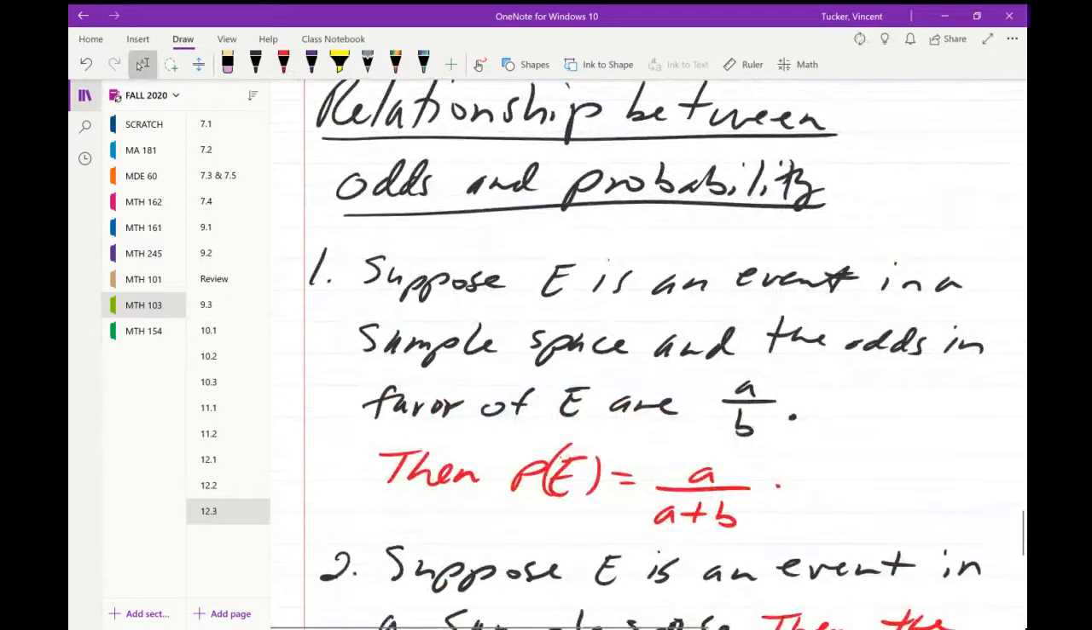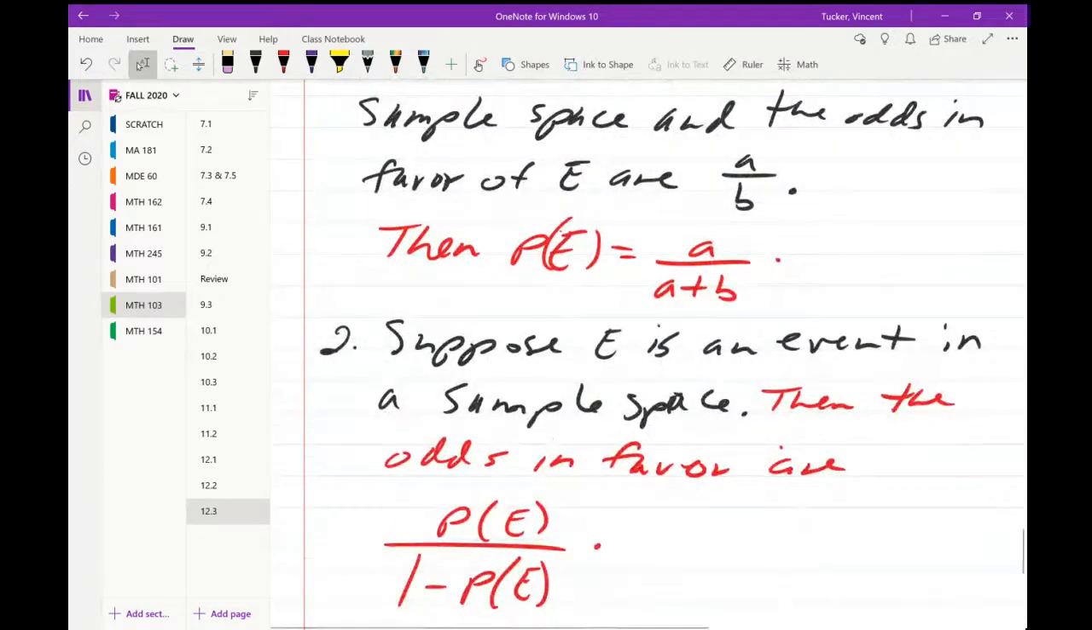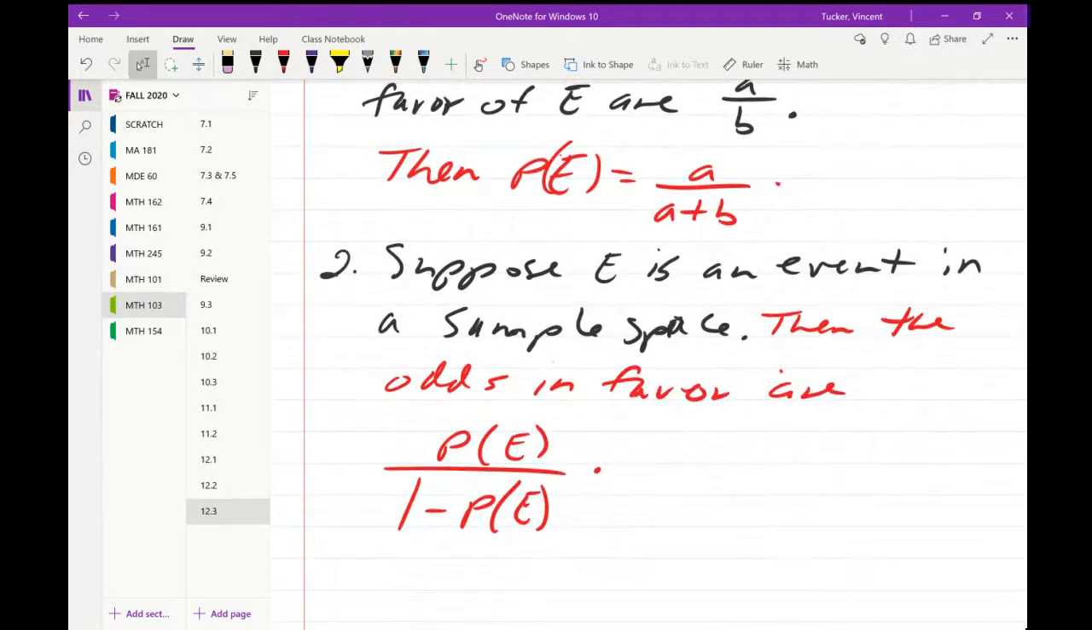All right, so the relationship between odds and probability. Suppose E is an event in the sample space and the odds in favor are A over B. Then you can calculate the probability of your event by doing A over A plus B. Also, the odds in favor are the probability of E over 1 minus the probability of E. So we'll do this last example, emphasizing that, and we'll be good to go.